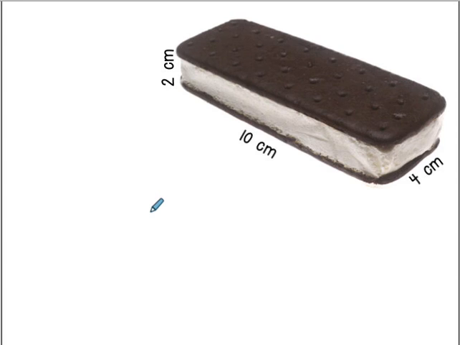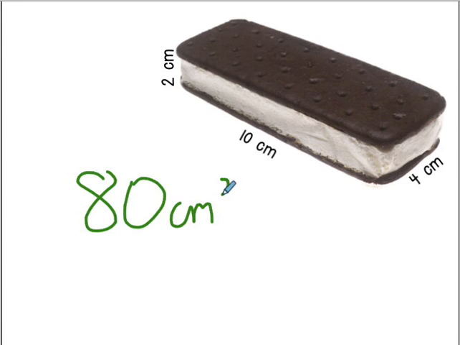And now we have a tasty ice cream sandwich. Here we can see that our measurements are 2 centimeters by 10 centimeters by 4 centimeters. So to find the volume of our ice cream sandwich, we're going to multiply these three numbers. And let's do 2 times 10 is 20. And 20 times 4 is like 2 times 4 is 8, and add a 0. So we have 80 centimeters cubed.